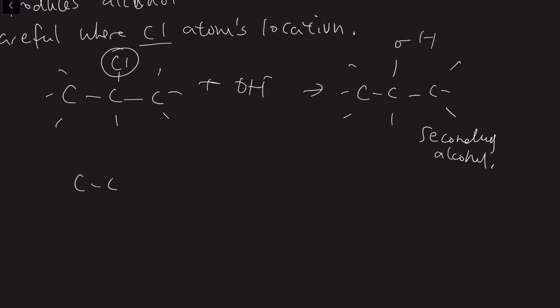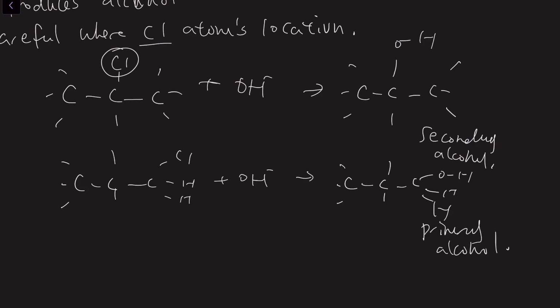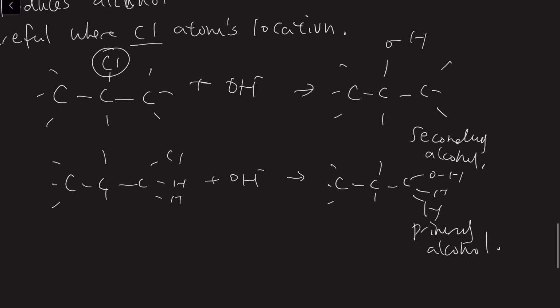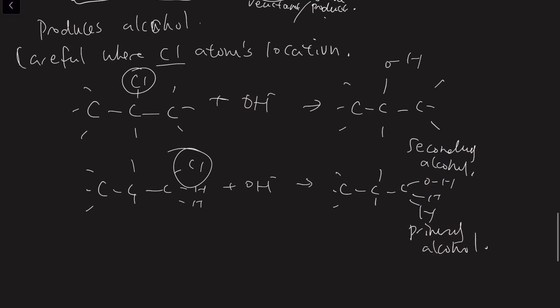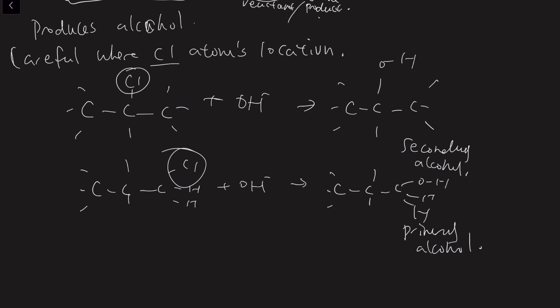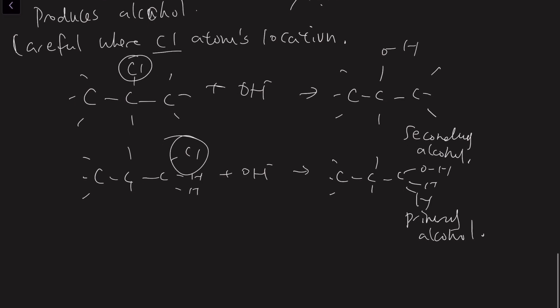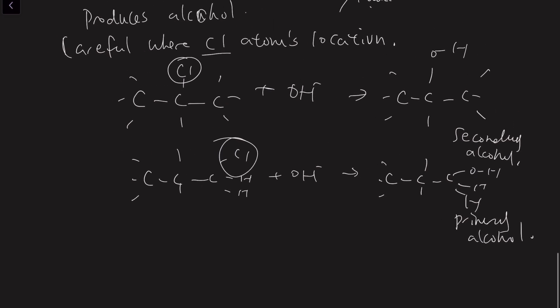And if your chlorine atom is at the end, and then you swap it with the hydroxide ion, then you are getting a primary alcohol. So we really need to be very careful of where your chlorine is located, because secondary alcohol and primary alcohol undergo different types of reaction and will produce drastically different types of product.